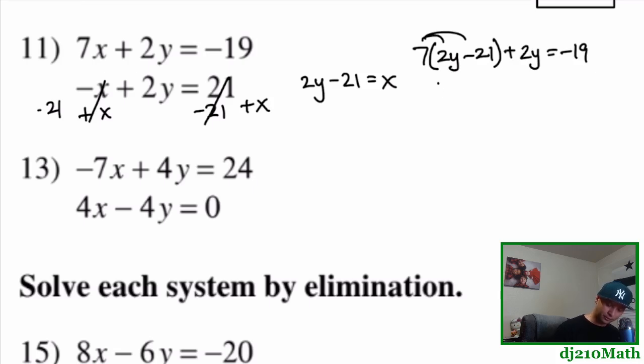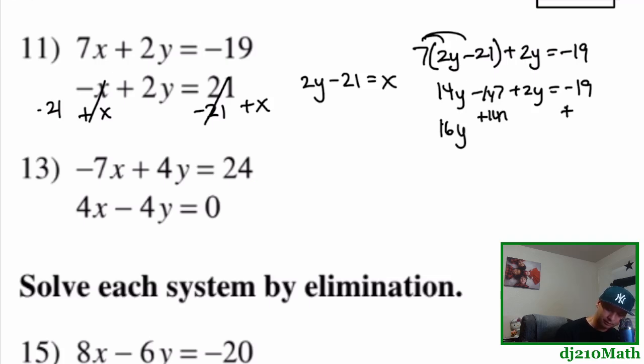Distribute: 14y minus 147 plus 2y is equal to negative 19. Oh, this is going to get ugly. All right, so let's see. Combining like terms, 16y. I'm going to add 147 to both sides. So it's going to be 128.